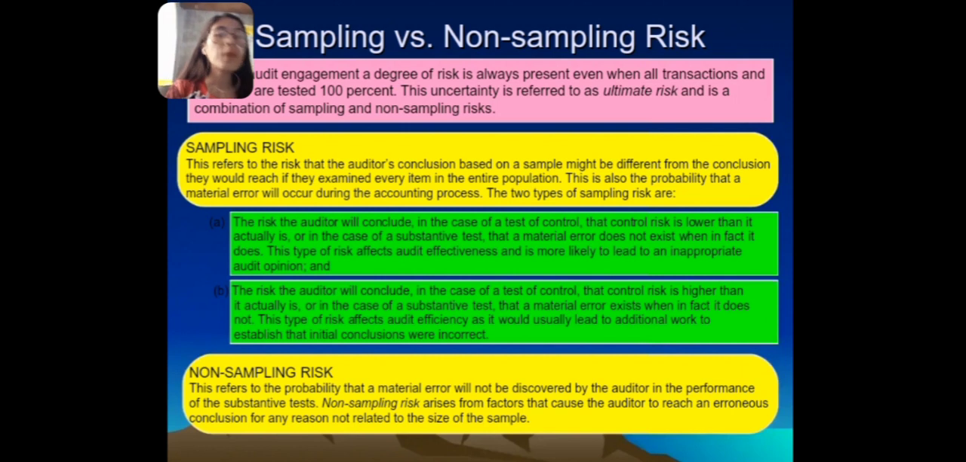So when we say non-sampling risk, this refers also to the probability that a material error will not be discovered by the auditor in the performance of the substantive test. Non-sampling risk arises from factors that cause the auditor to reach an erroneous conclusion for any reason that is not related to the size of the sample.